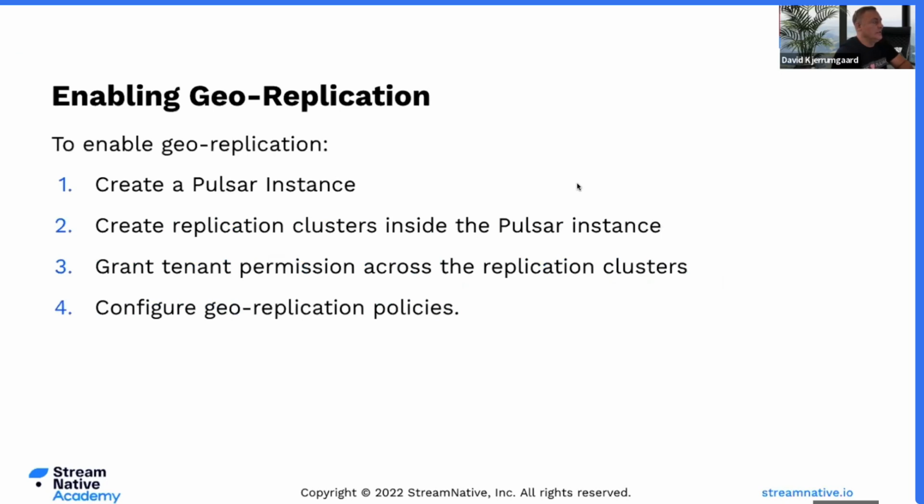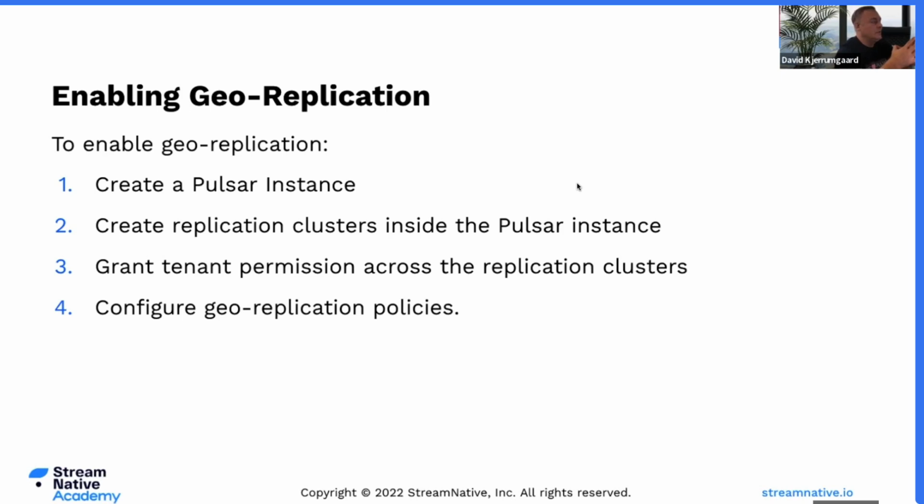So if you want to enable it, it is a 4-step process, right? The first is to create a Pulsar instance, and we'll walk through that. A Pulsar instance is this logical grouping of multiple clusters, and you have to have a separate metadata store for that so that the tenants can be created there, and you can set up the policies there. That is really what a Pulsar instance is.